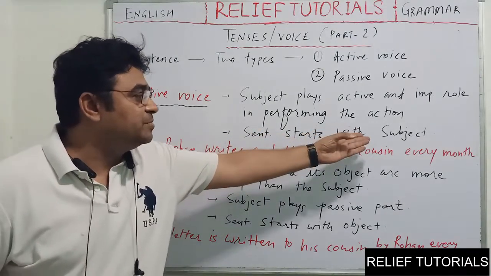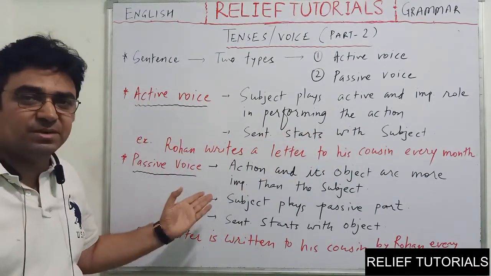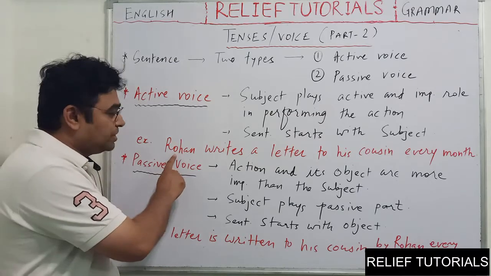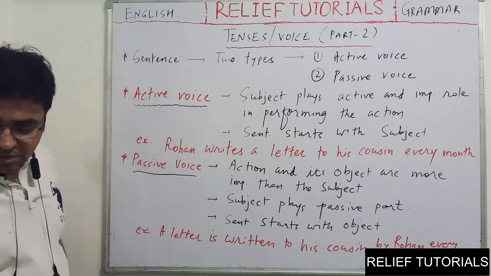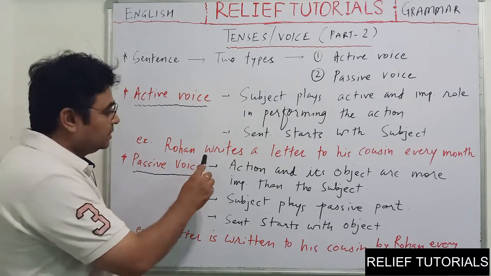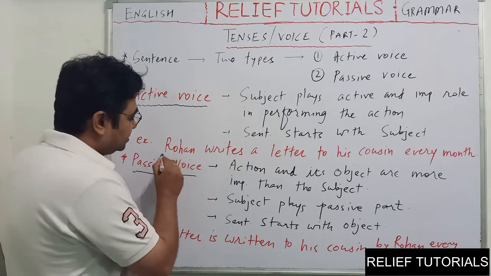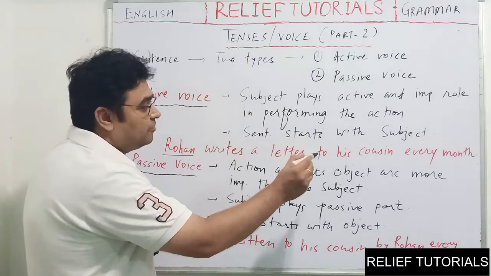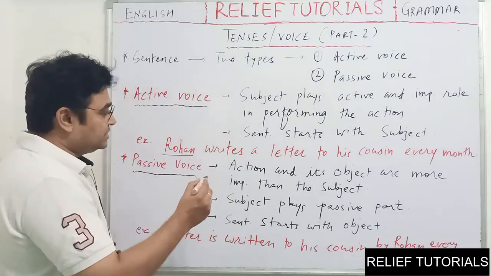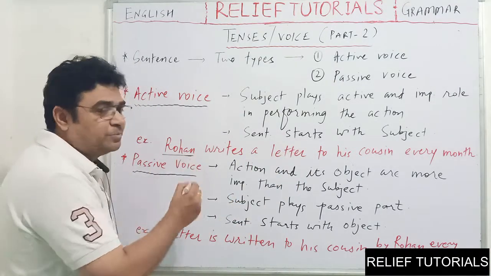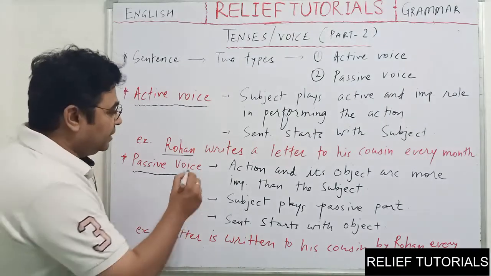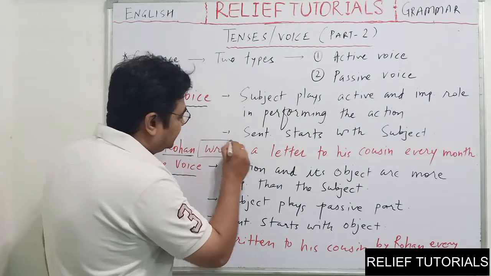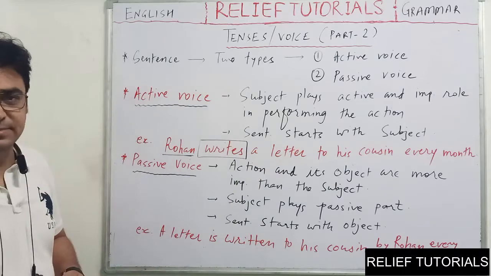The sentence starts with the subject in active voice. For example, Rohan is the subject. He writes a letter to his cousin every month. So in this sentence, Rohan is the subject, the doer of the action. Here this is the verb, writes.